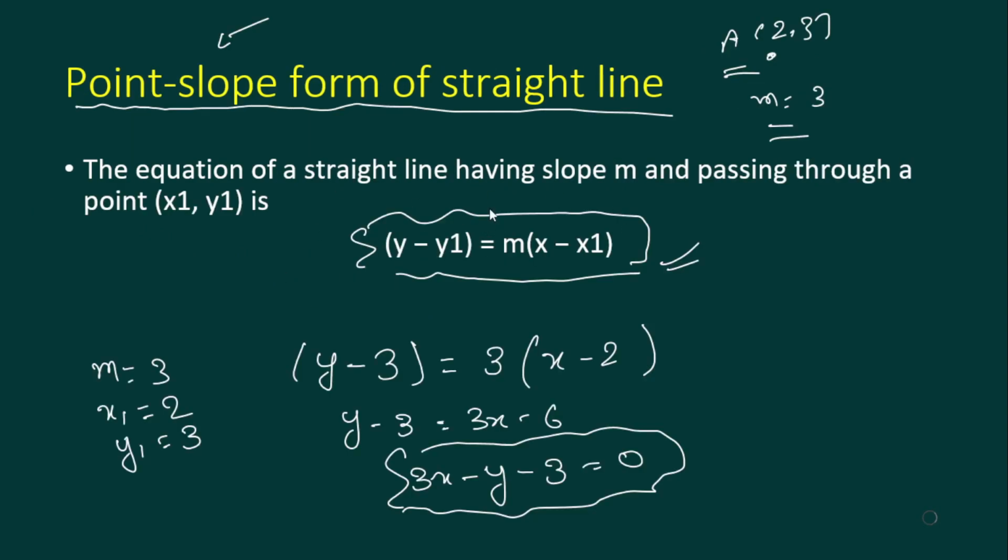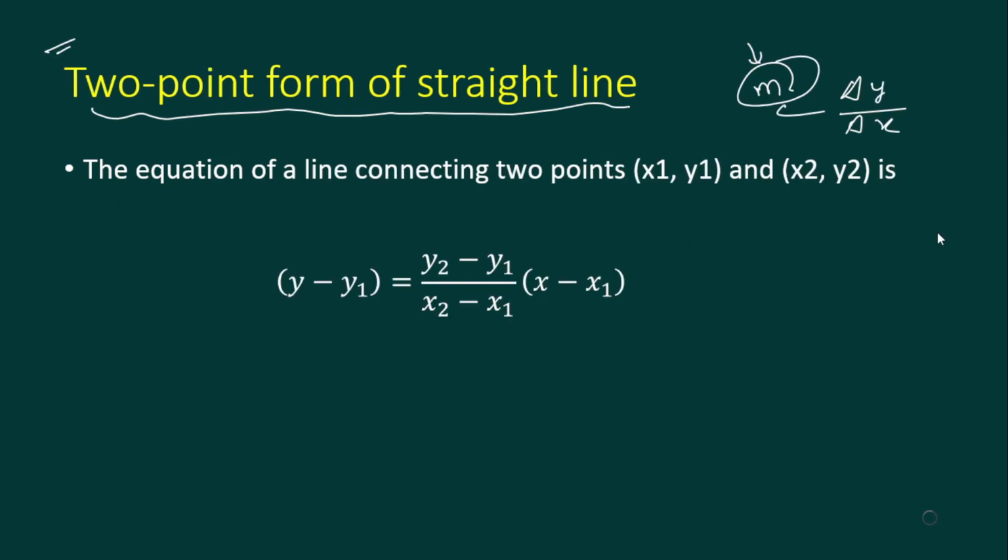Okay, here we have a slope and a point. Now we have 2 points. We have 2 points, and we don't know the slope, but we can find the slope. And when we can find the slope, we will have a slope and a point. So in that case we can use the point slope form.